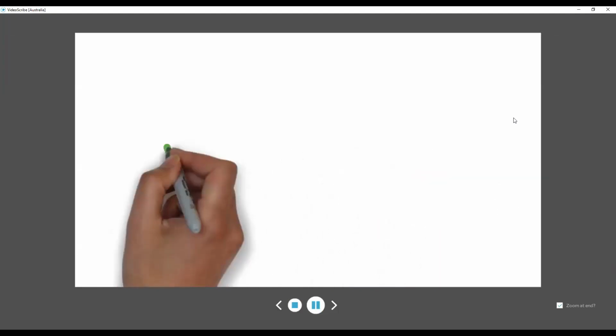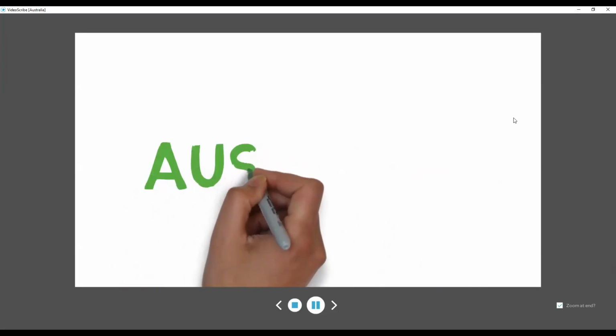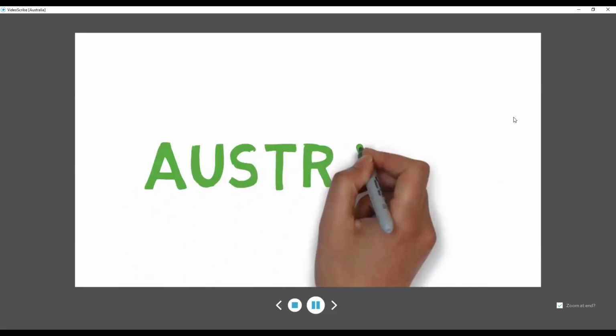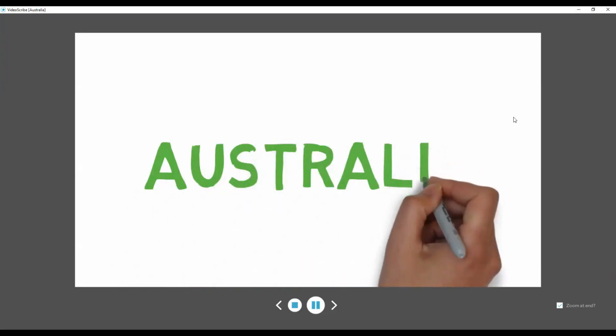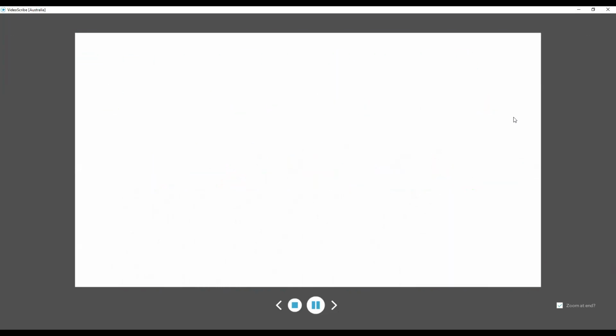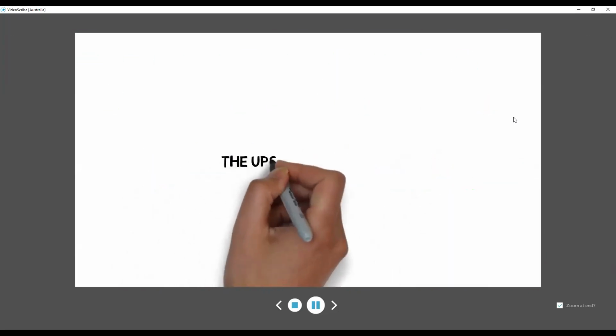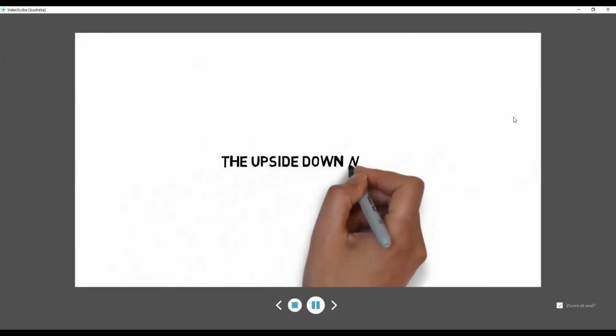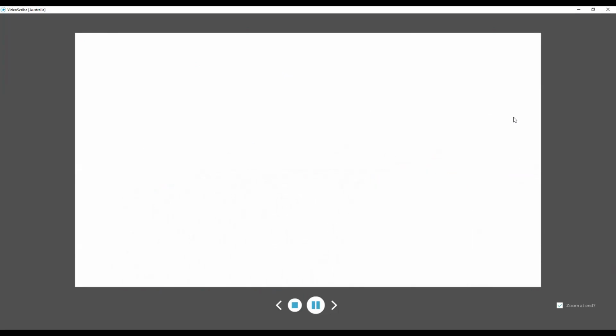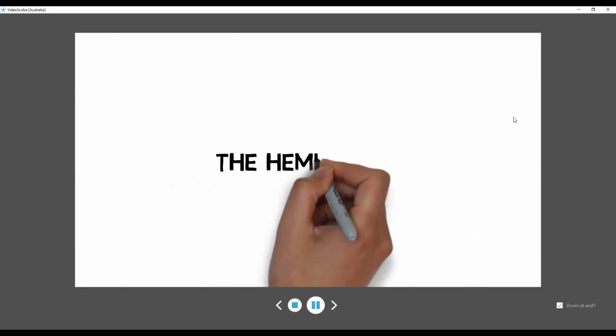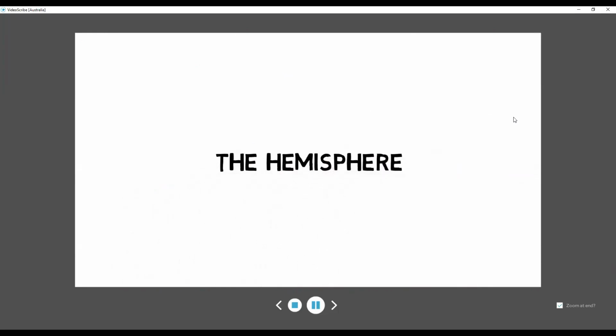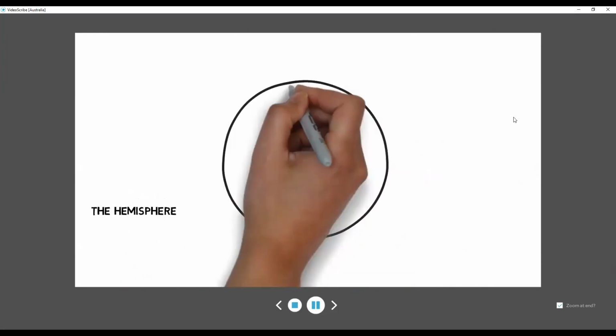Today we are going to learn about Australia. At first, we will learn some new words, and then you will learn some interesting facts about Australia. Do you know that this country is called the Upside Down World? Why? Because it is situated in the southern hemisphere.